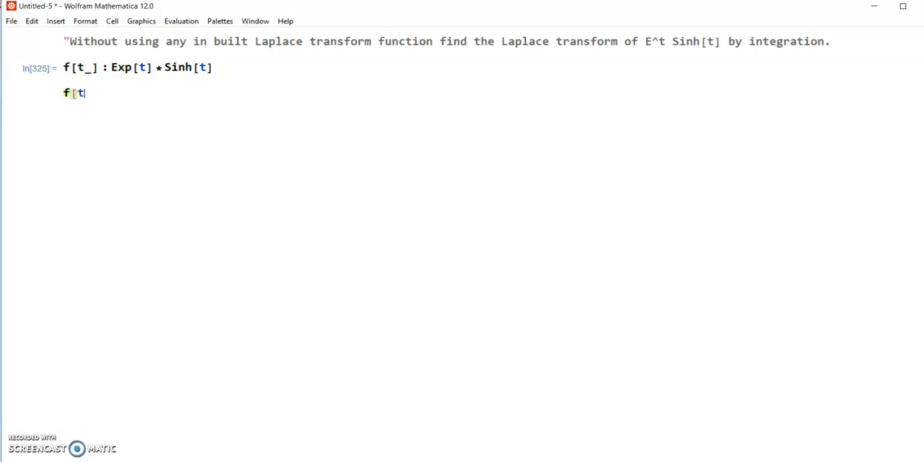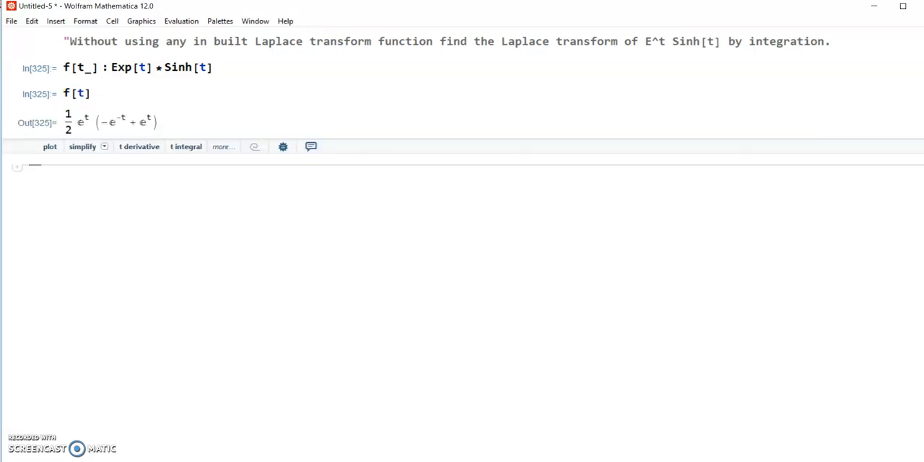So we will put f of t, so it will be this: 1 over 2 e power t minus e power minus t, and plus e power t. So this is the exponential form of sine hyperbolic t. If you don't get this exponential form of sine hyperbolic t, then you may even provide its definition by yourself as well. Okay, so for the Laplace transform, we need a multiplication function.